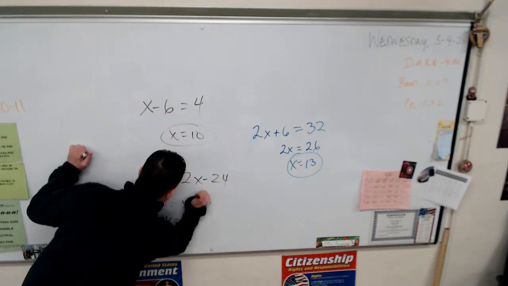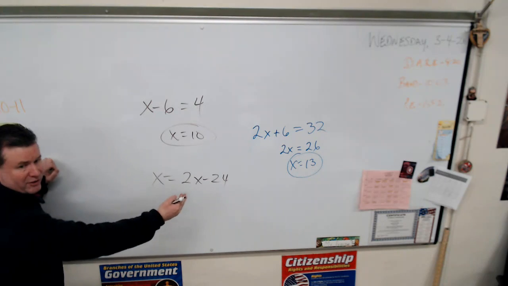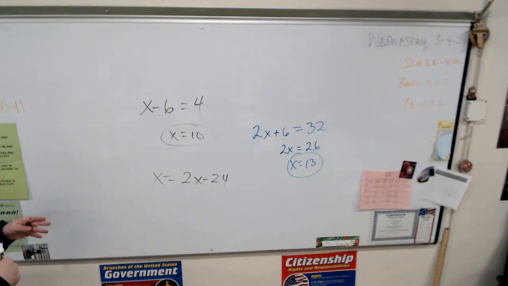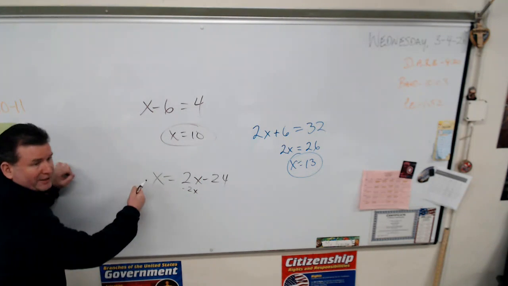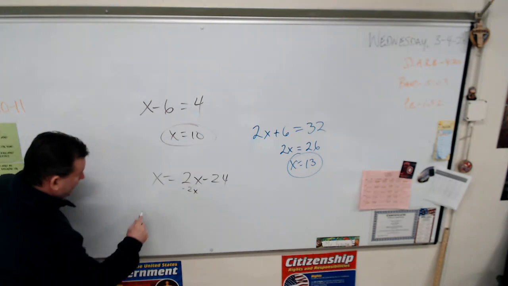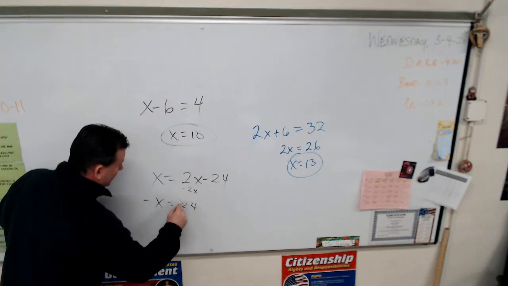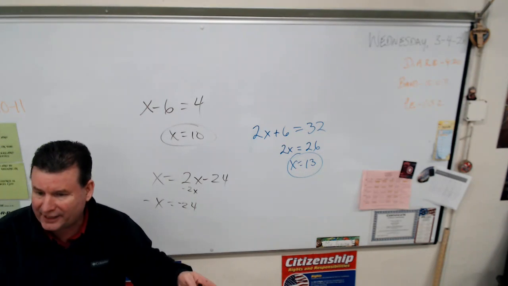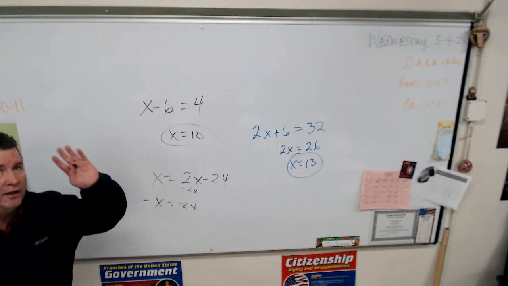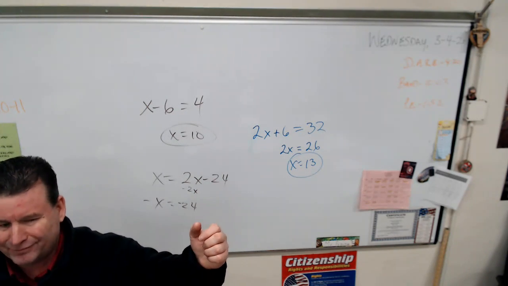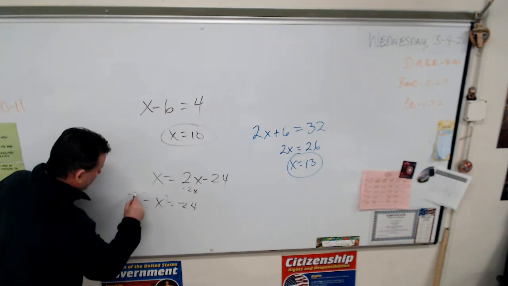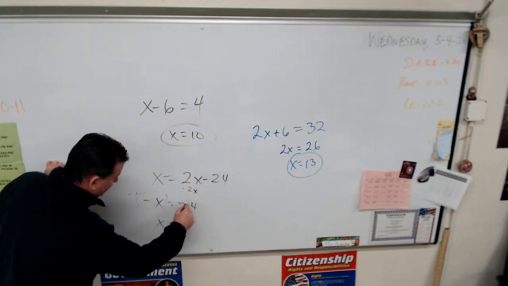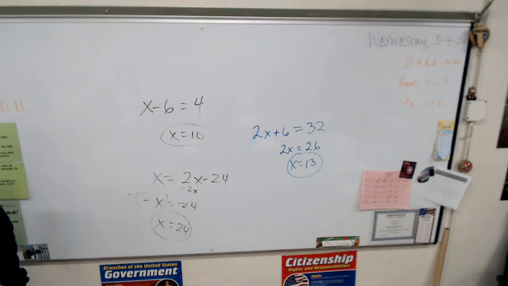The other way to do it would be, what if I wanted my x's on the left? Because I always like it to say x equals something. That means I have to subtract 2x from both sides. And what's 1x minus 2x? Negative x. Negative x equals negative 24. So how do I know what x is? I'd have to multiply both sides by negative 1 to make this positive x. Negative 1 makes that positive 24. Same answer both ways.